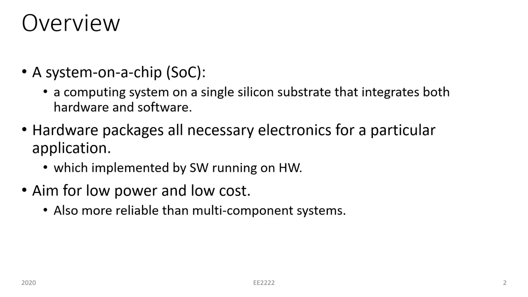One of the main reasons why we would use system on a chip type devices is mainly that they can run on low power consumption, and also in many situations they can be low cost devices as well. And also they can be more reliable than multi-component devices because they can be manufactured as a single device. So the points of failure are much less compared to building a multi-component system.